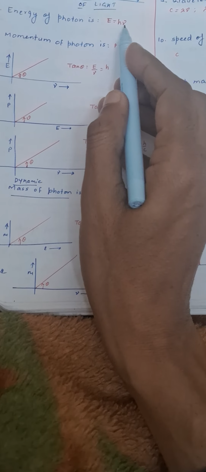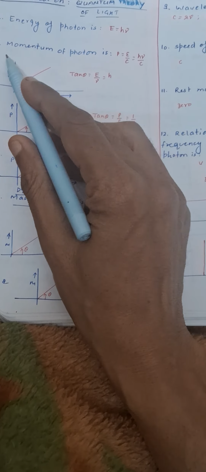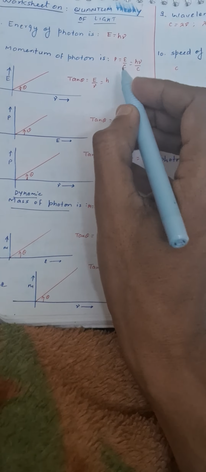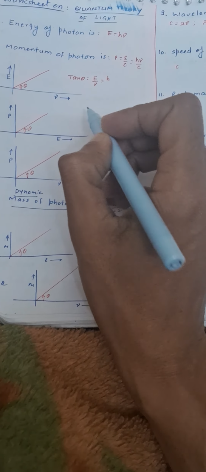So here is the worksheet on quantum theory of light. The first question is: energy of photon is? Energy of photon is equal to h into nu. Next, momentum of photon is? Momentum of photon is E by C, which is h nu by C.